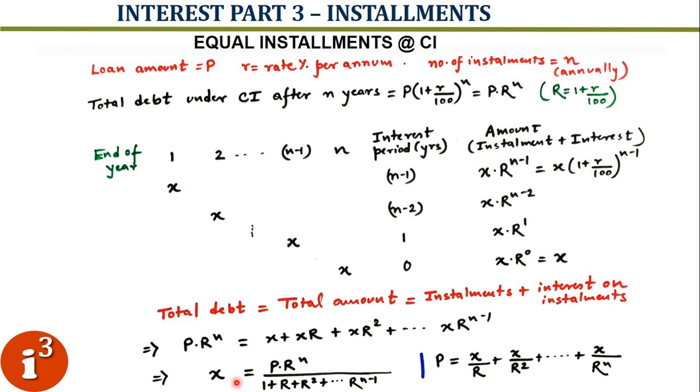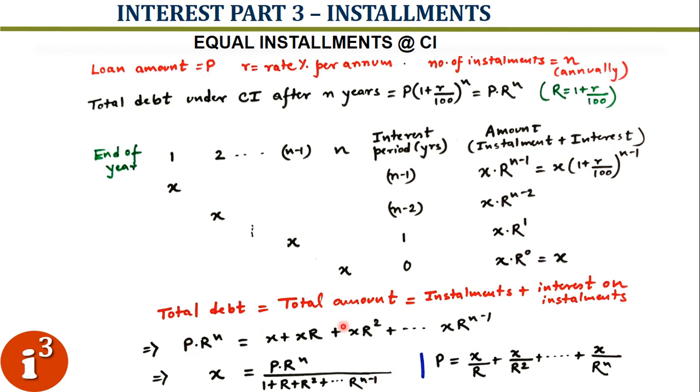Now there are two types: either you calculate the installment or you calculate the principal. If you calculate x, you take x to be common. So x equals P into R to the power n by 1 plus R plus R square plus dot dot dot, R to the power n minus 1. It's handy to remember this formula because generally it is 2 or 3 years. So P R cube by 1 plus R plus R square. Just remember, if it is n, the denominator will go till n minus 1.